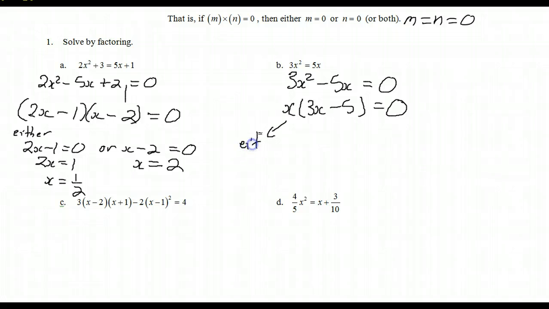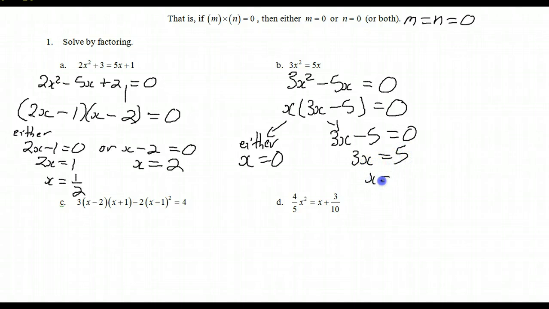So this says either, the first factor, x equals 0. Okay, so if x is 0, you'll see this is true. We'll get 0 equals 0. Or 3x minus 5 is equal to 0. So 3x is equal to 5, and x is equal to 5/3. So if x is 5/3, this will be true. And you can verify that for yourself by substituting in 5/3.